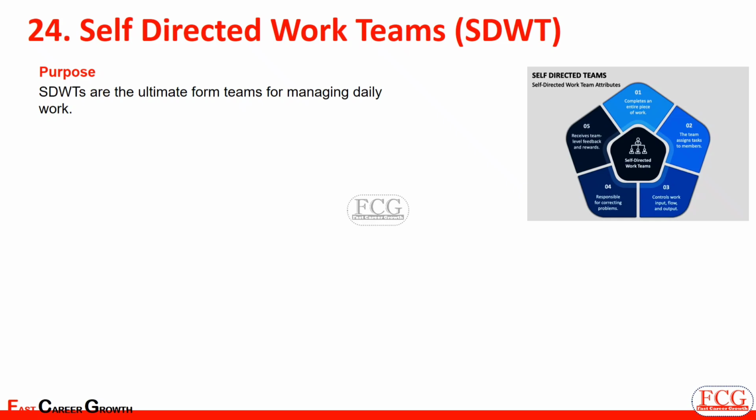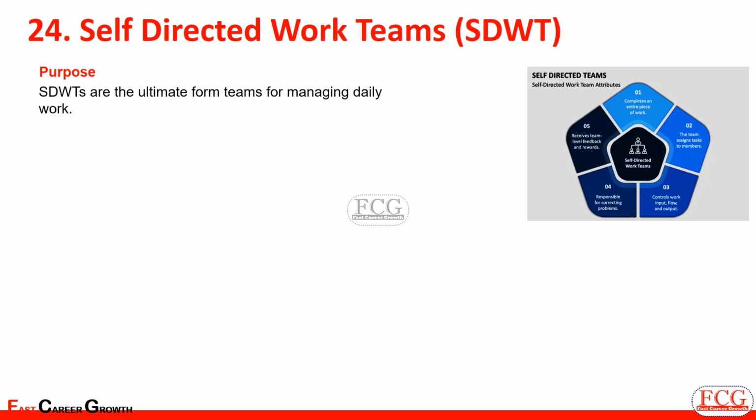24th lean manufacturing tool is self-directed work teams, SDWT. SDWTs are the ultimate form teams for managing daily work. A self-directed work team, SDWT, is a small number of people, with different skills and talents, brought together to cooperatively work on a specific project or goal.